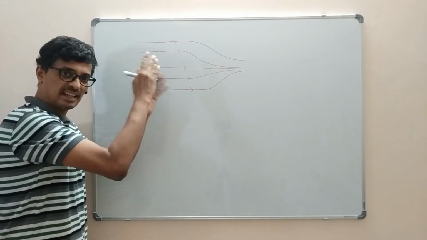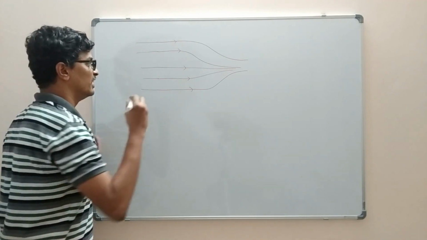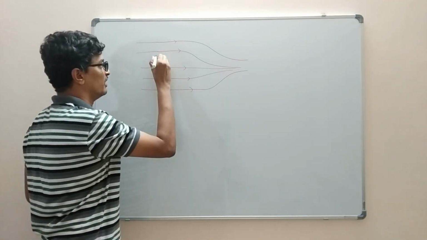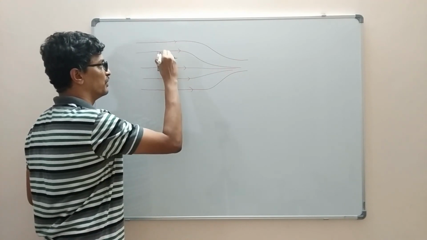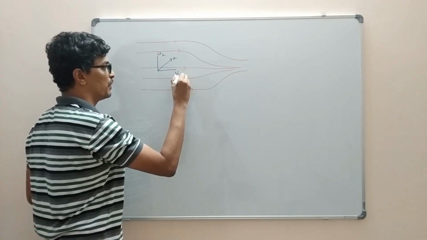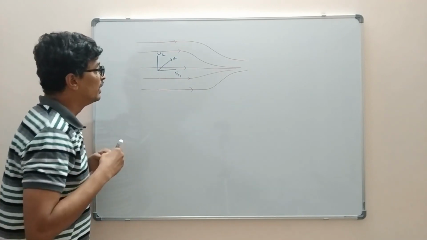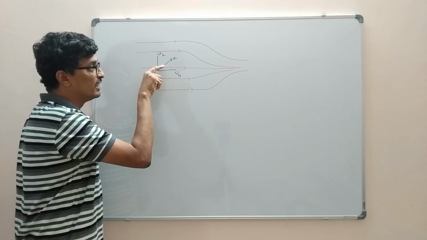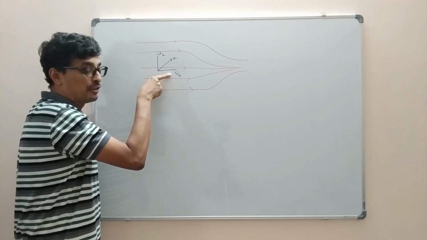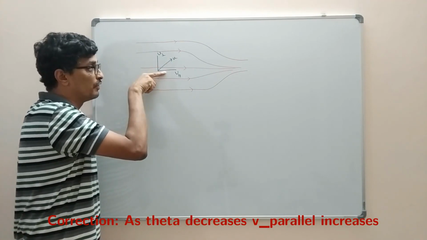So let us have another careful look at the trajectory of the particle. The velocity vector is v, and this is v perpendicular, and this is v parallel. So this v parallel depends upon the angle; the magnitude of v parallel is v cos theta.